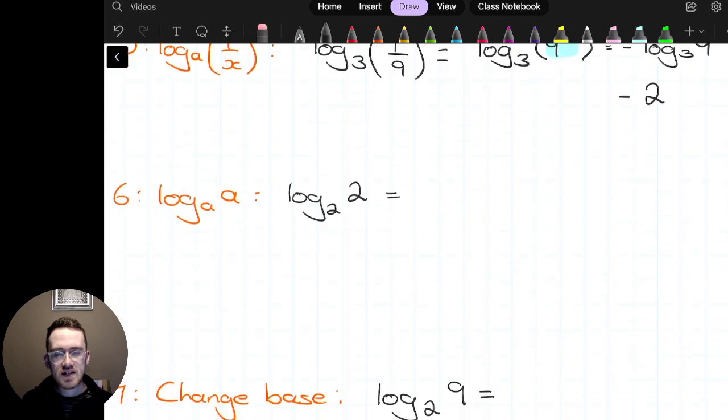Log to the base a of a, or log to the base 2 of 2, is what? So essentially what we're saying is 2 to the power of what is equal to 2. And of course it should be fairly clear that the only way that could be is if the power is 1. So we get 2 to the power of 1 is 2. So if we have a question where the base and that subject bit in the middle are the same number, then the answer is going to be 1. Remember again that all these log questions result in a power.